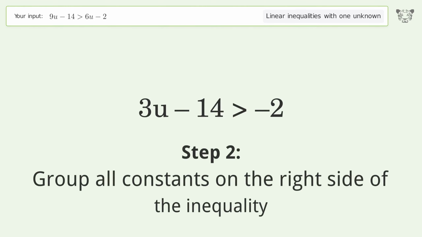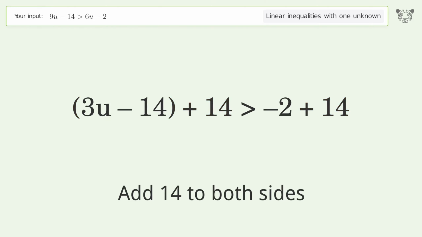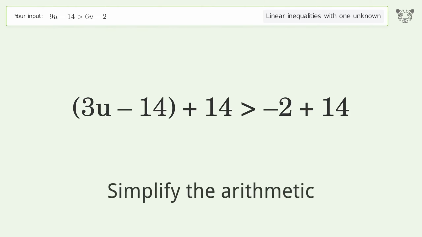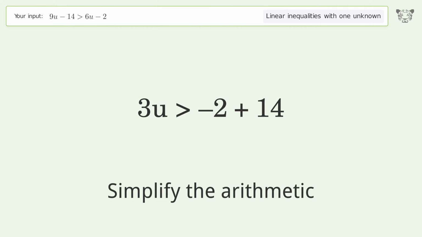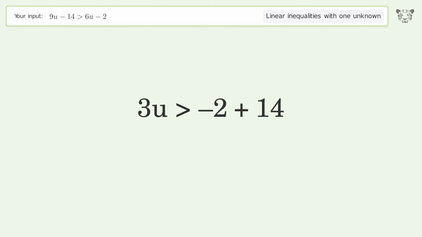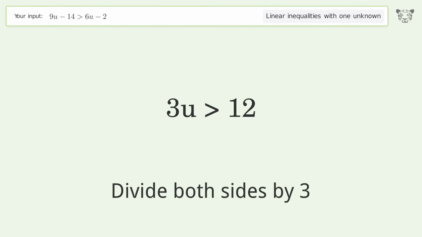Group all constants on the right side of the inequality. Add 14 to both sides. Simplify the arithmetic. Isolate the u. Divide both sides by 3.